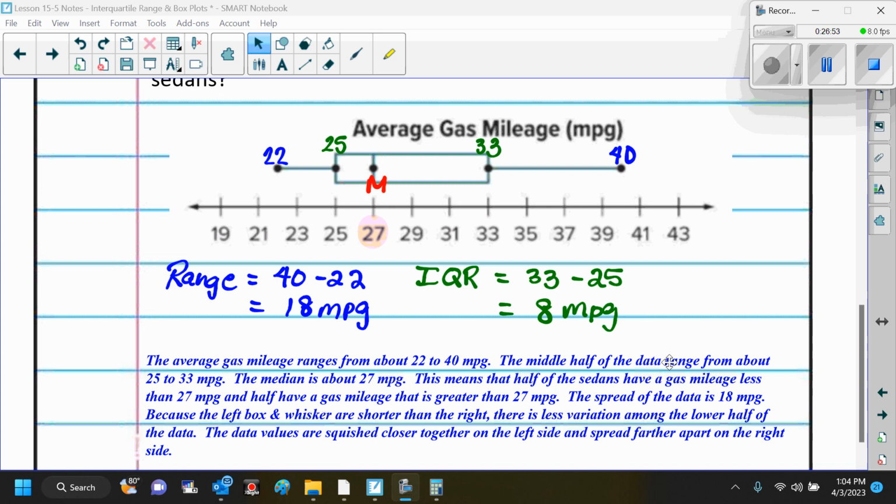Okay? Let's see here. So just like in the previous example, because these are shorter on the left-hand side than they are on the right-hand side, that means that the data are more squished together over here, and there's more variation, or they're more spread out on the right-hand side.